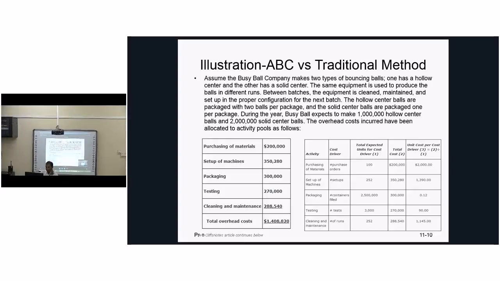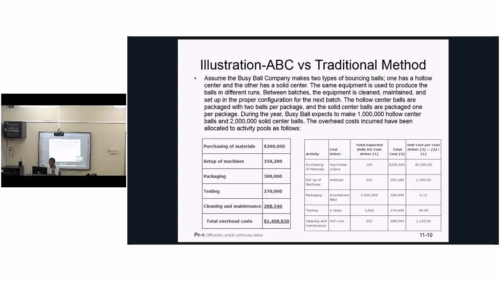Similarly, machine setup cost is $250,000, and obviously it is driven by the number of setups. So there are 252 machine setups that have been planned. So the cost per machine setup is 1,390. So likewise you can calculate the cost per different setup.